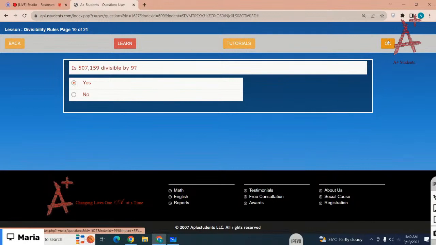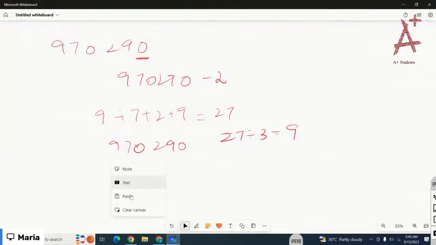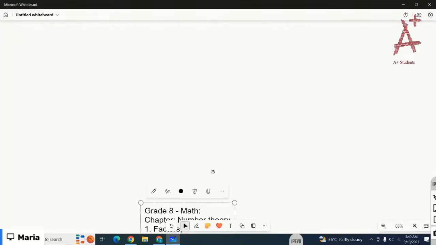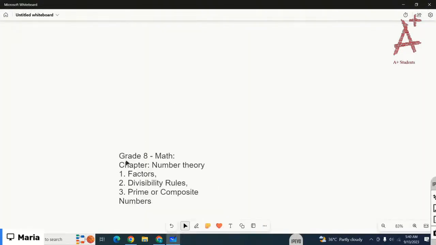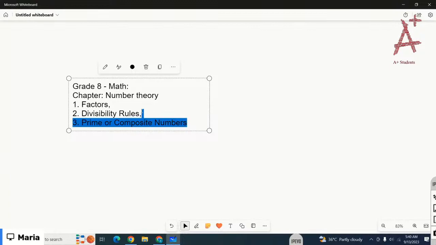Okay, you can complete the lesson by yourself later today. So we were working on grade 8 math. We are working on the chapter number theory. The lessons we have covered are factors and divisibility rules. The next one we'll do in the next session, right? So if you have any questions related to the lesson, you can ask. I'm here to answer all your questions and confusions if you have any.